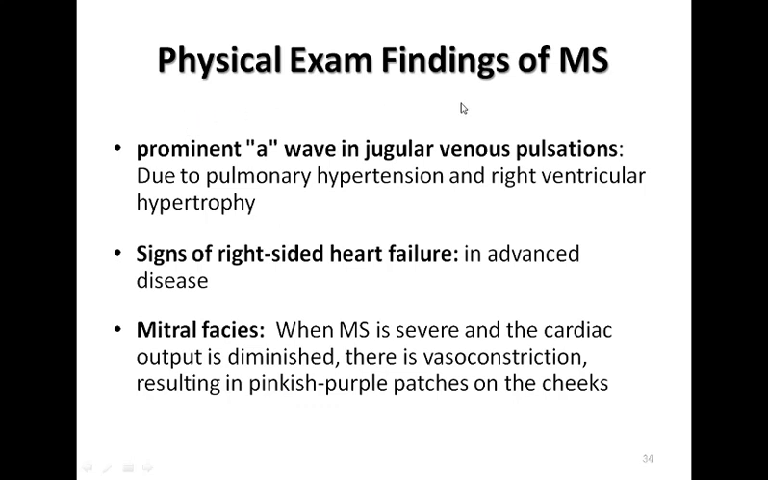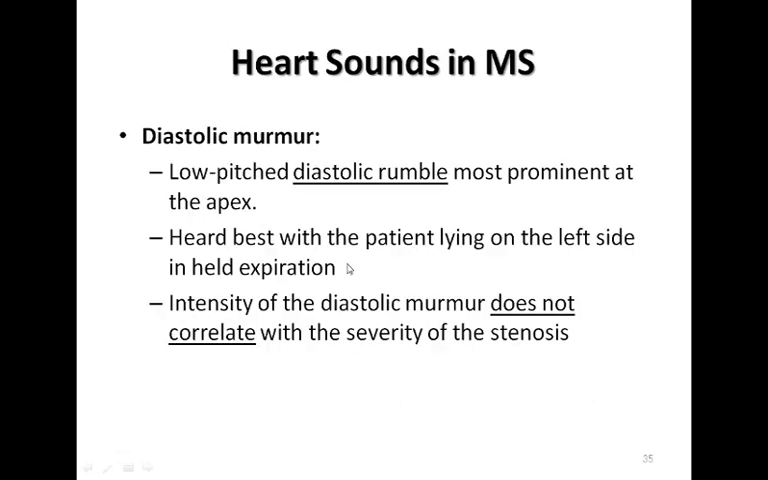What are the other physical examination findings of mitral stenosis? Prominent A wave in jugular venous pulsation. Patient can get signs of right-sided heart failure, and patient can get mitral facies. Mitral facies develops when mitral stenosis is severe and the cardiac output is diminished. There is a vasoconstriction resulting in pinkish-purple patches on the cheek.